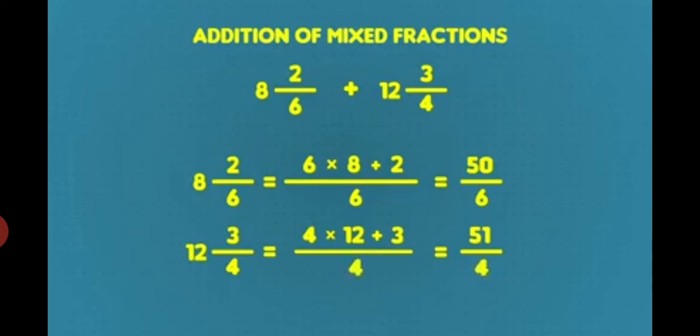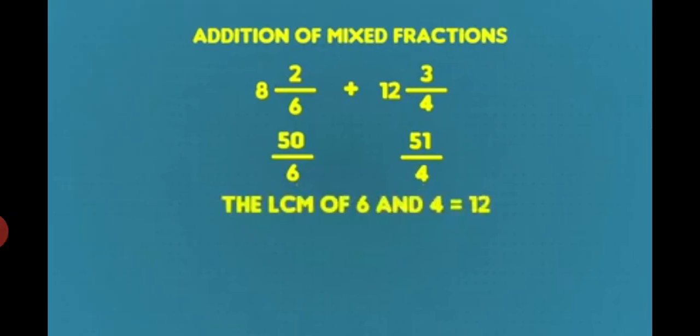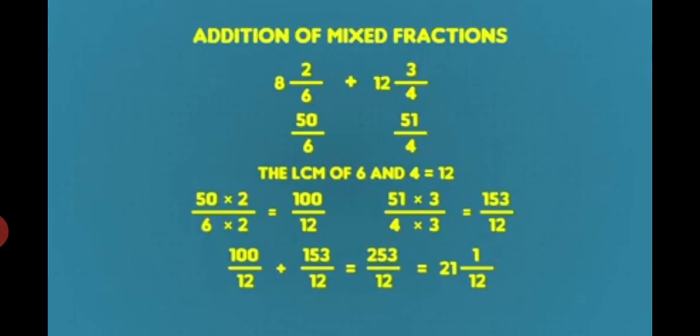In the next step, we shall add the numbers. So first, to add, we have to find the LCM of 6 and 4. The LCM of 6 and 4 is 12. So now we can convert them into like fractions as usual, and it is very easy to add them in similar way, and the final answer is 21 into 1 upon 12.